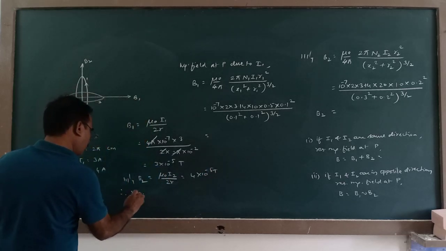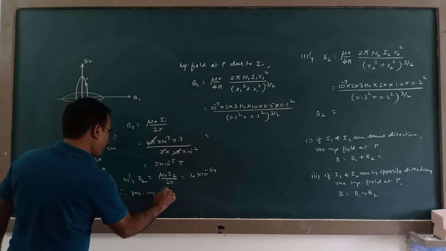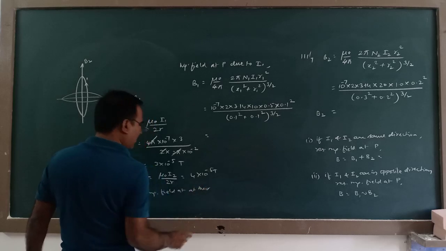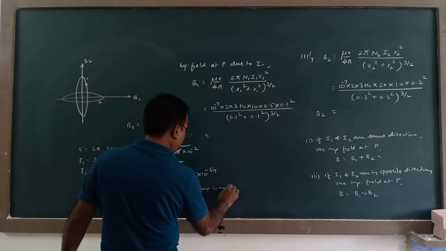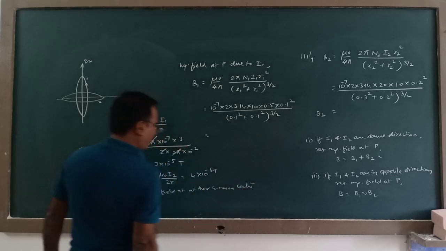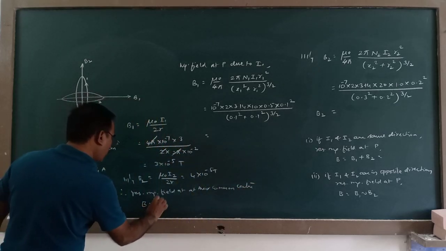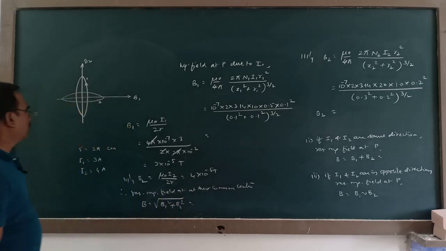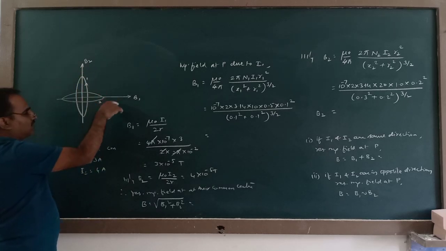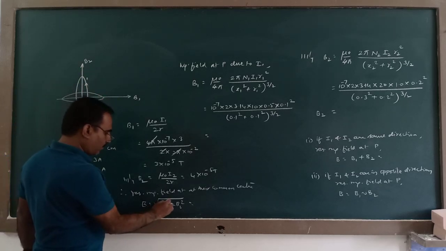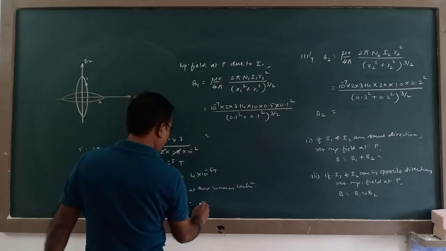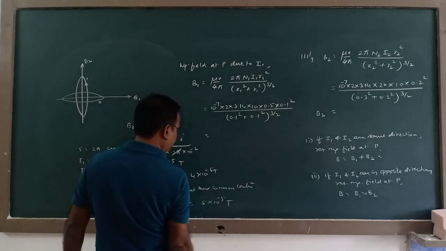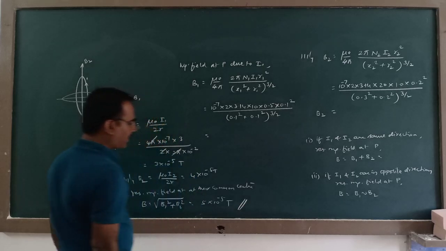Therefore, resultant magnetic field at their common center B is equal to root of B1 square plus B2 square, because these are vectors which are perpendicular to each other. Therefore, resultant is given by this equation. So you will get 3, 4 means you will get 5 into 10 to the power of minus 5 Tesla. This is the magnitude of magnetic field.